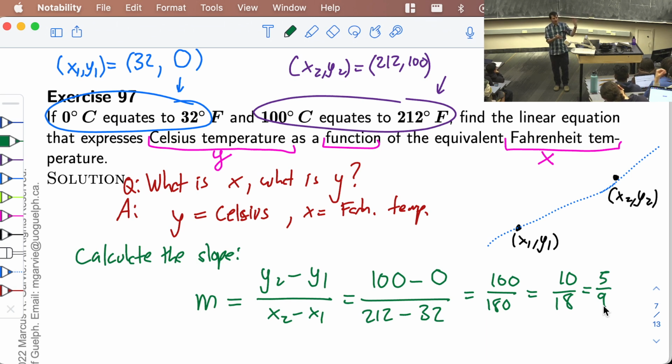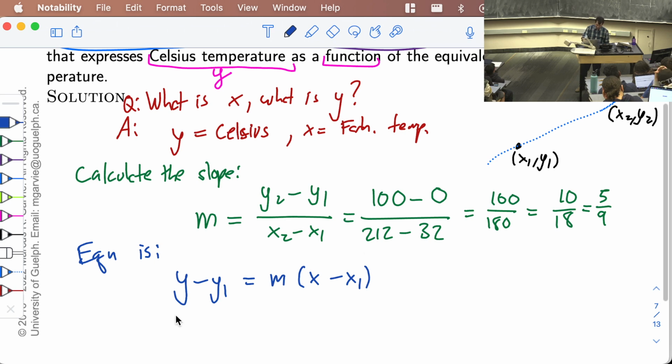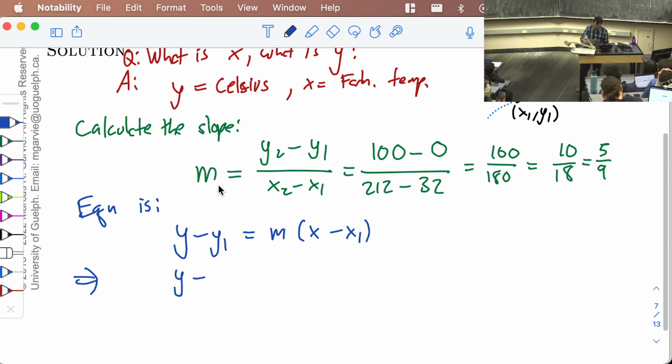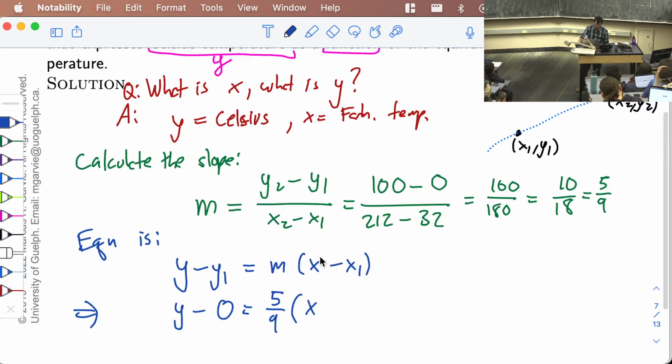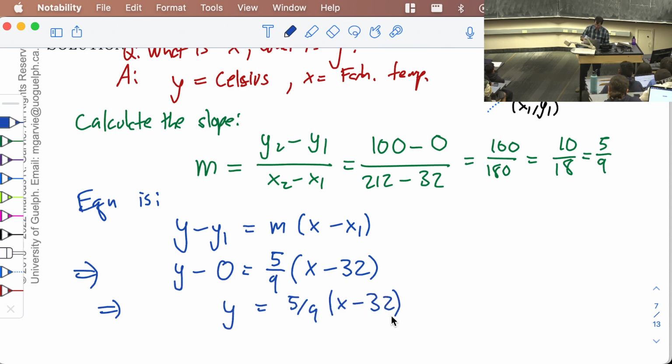And now we have a slope. We have points. We can use point slope. So what is the equation? The equation of the line, finally, is y minus y1 equals m times x minus x1. What is that going to give? y minus y1, we said, y1 is 0. The slope is 5 over 9. m is 5 over 9. What is x1? x1 is 32. So there's our equation. And if you want, you can simplify the minus 0 to get this as the final answer: y equals 5 over 9 times x minus 32.